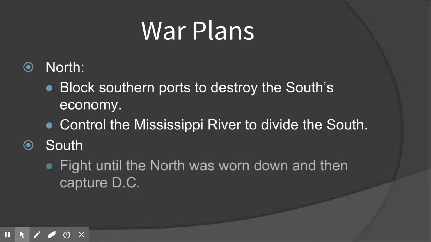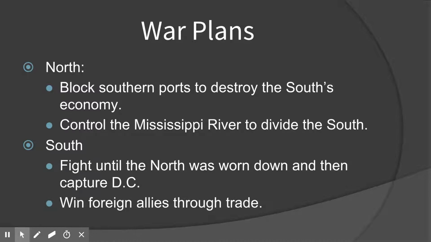The South's war plans. They want to fight until the North is worn down, and then they want to capture Washington, D.C. And their other plan is to win foreign allies through trade.